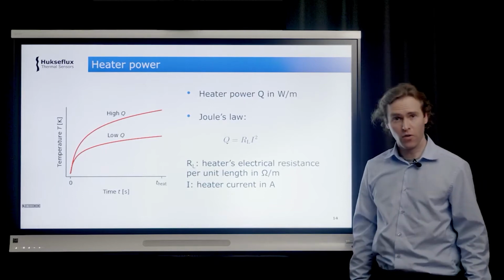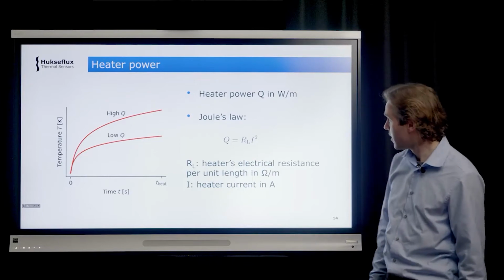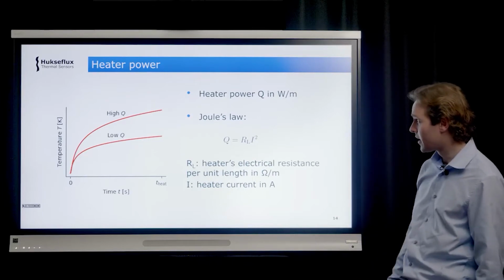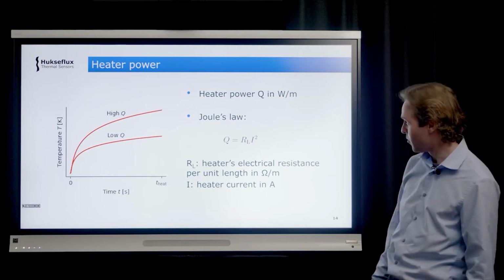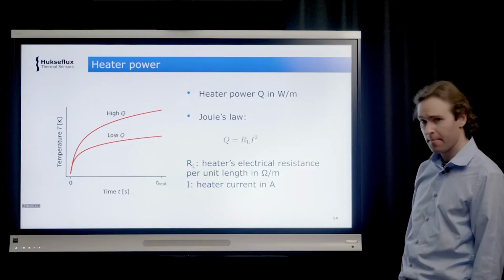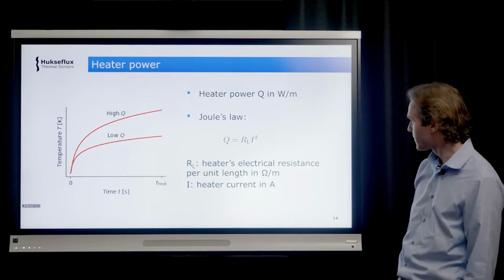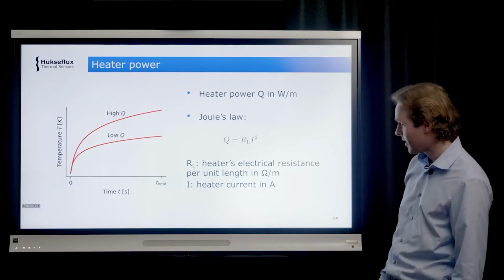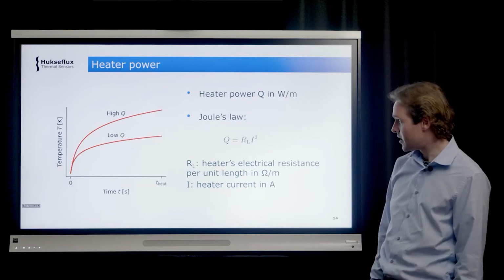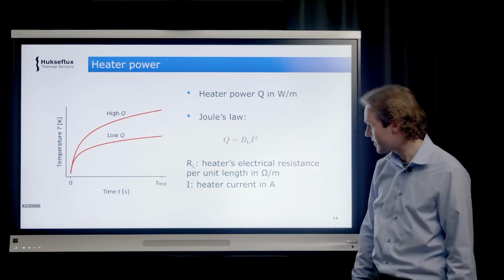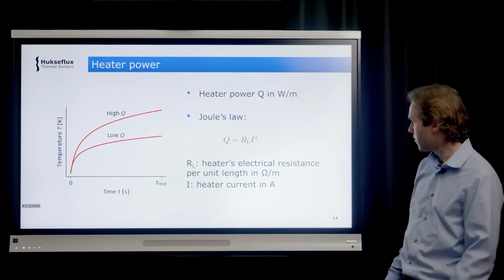Okay. Thermal conductivity is not the only thing that influences the temperature increase. The other thing that influences the temperature increase is the heater power. So obviously, if you heat more, then the temperature will rise more quickly. The heater power that is generated by the probe can be accurately measured using Joule's law. So the idea is that you measure the heater current, the heater resistance is known, and that allows you to calculate the heater power in watts per meter, so per unit length of the probe.